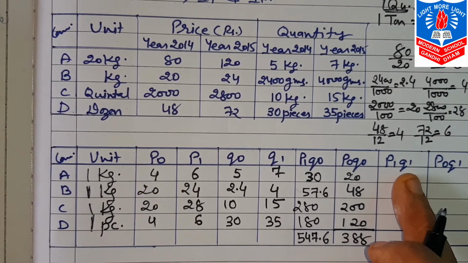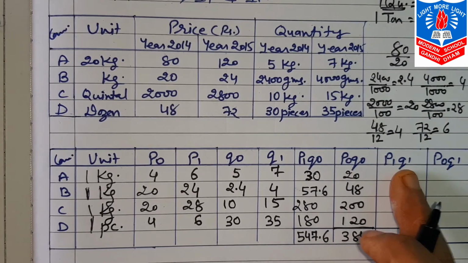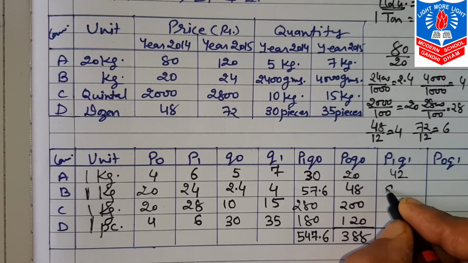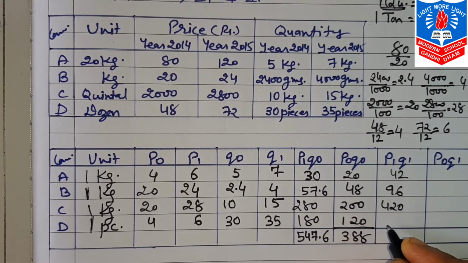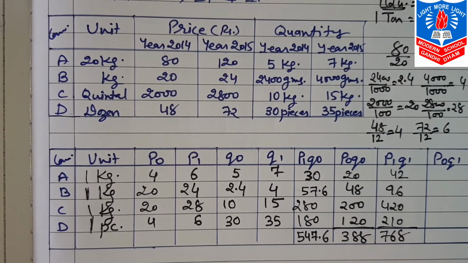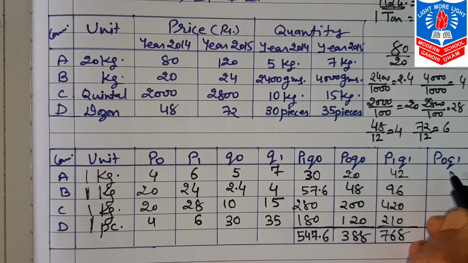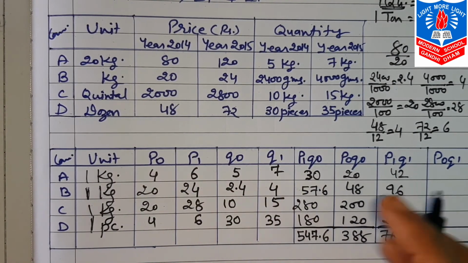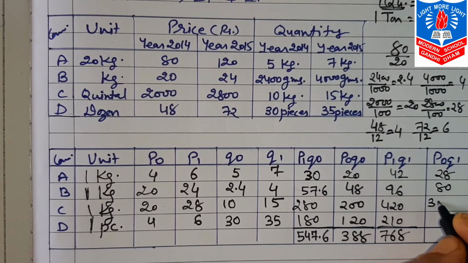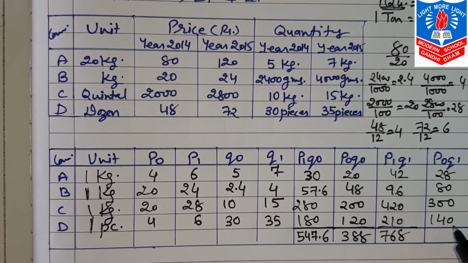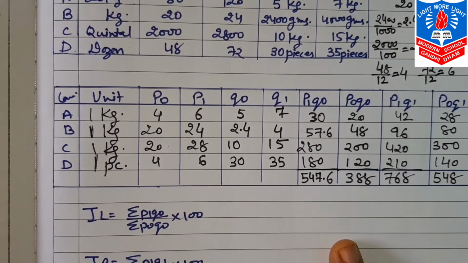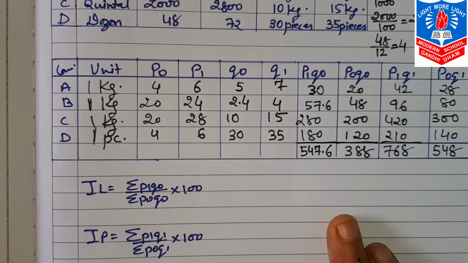Same way P1 Q1. Now this P1 and Q1. 6 7s are 42. This is 96, 420, 210, and total of this comes 768. Next and last, that is P0 and Q1. First and last column. 7 4s are 28, then 80, 300, 140. Total comes 548. Now these values we put in the formulas.